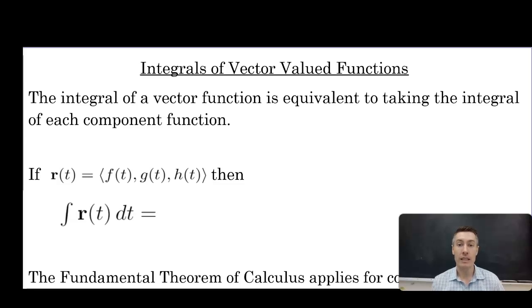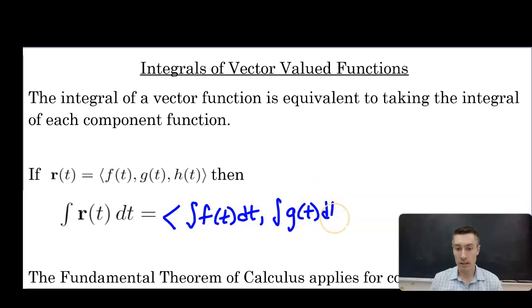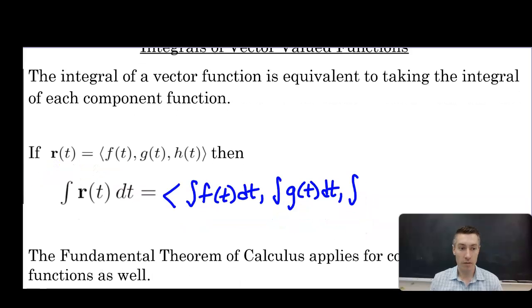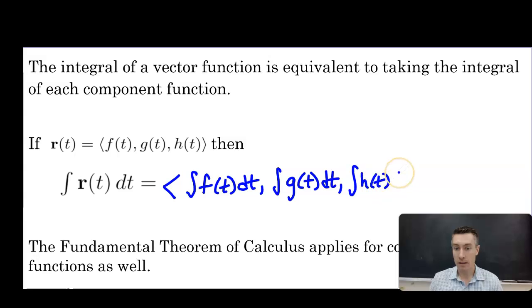If r of t equals f of t, g of t, h of t, then the integral of r of t dt is going to be the integral of f of t dt, the integral of g of t dt, the integral of h of t dt, and then plus some constant vector. You can incorporate this constant vector into each of these indefinite integrals. So you can say plus c1, plus c2, plus c3, or you can define it just as some constant vector that has to be added to the vector we get after integrating each component function.